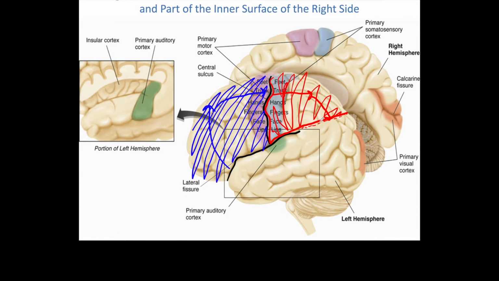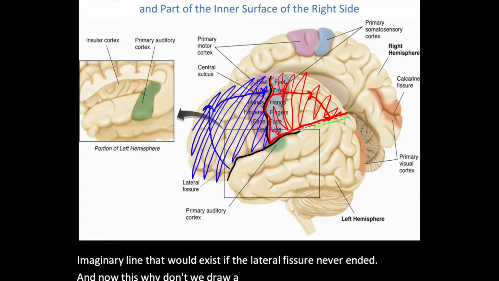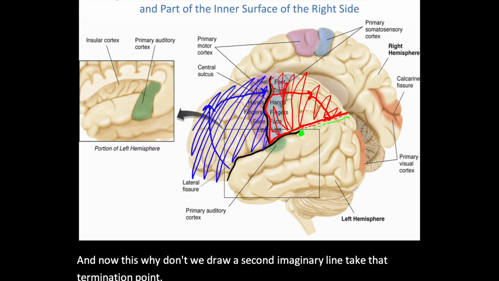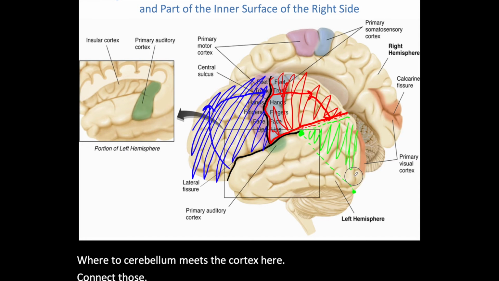The occipital lobe begins at that imaginary line that would exist if the lateral fissure never ended. And now why don't we draw a second imaginary line? Take that termination point and look right here where the cerebellum meets the cortex here and connect those. What you get is the occipital lobe.